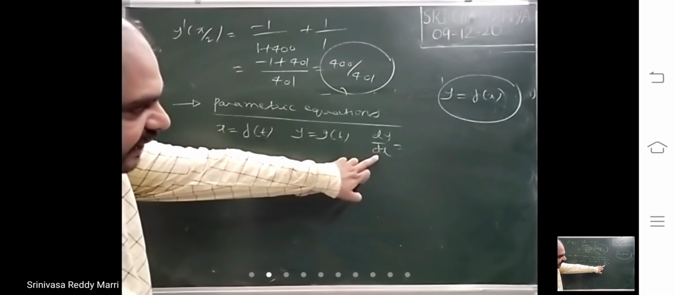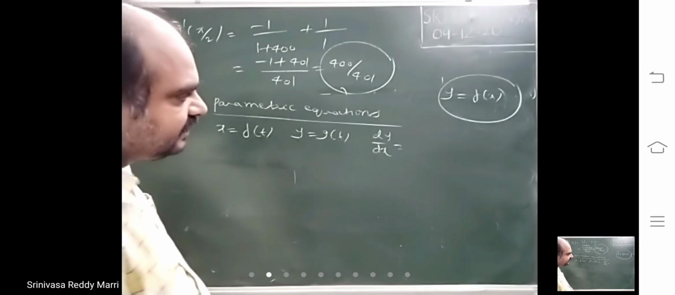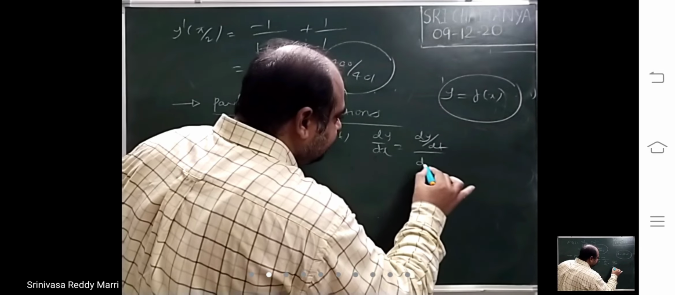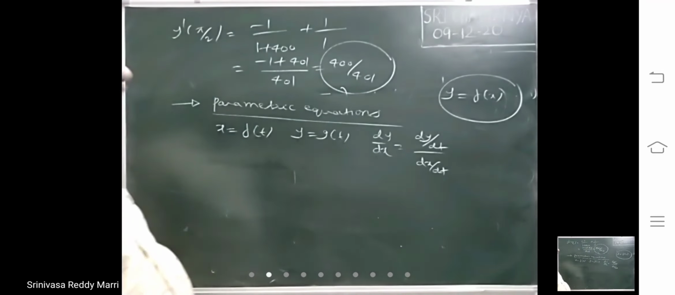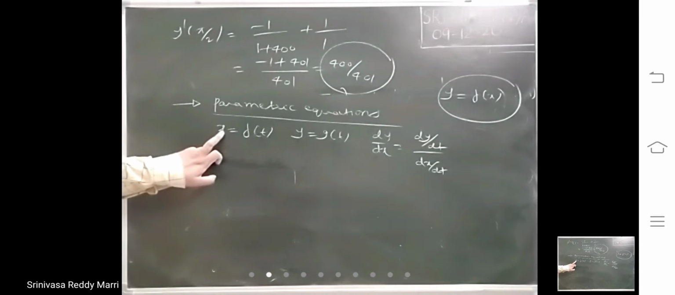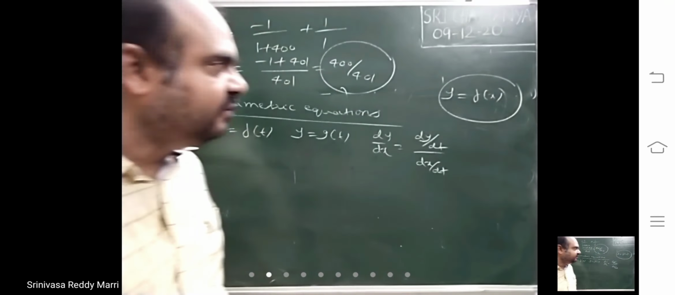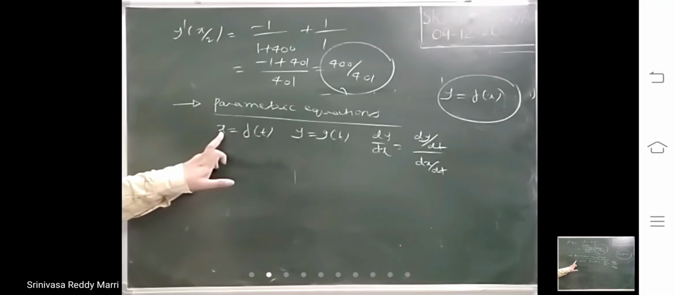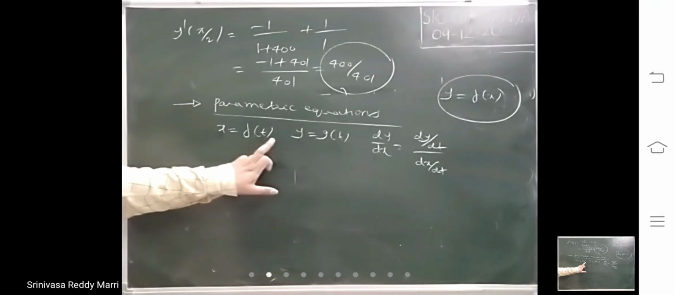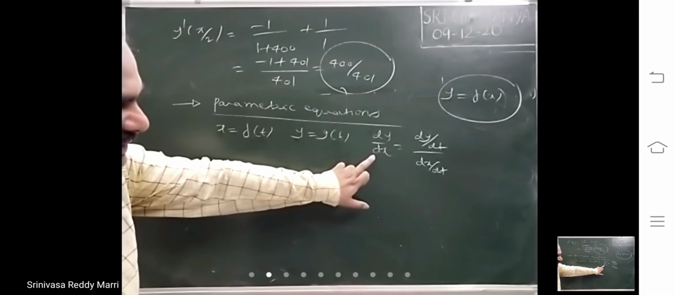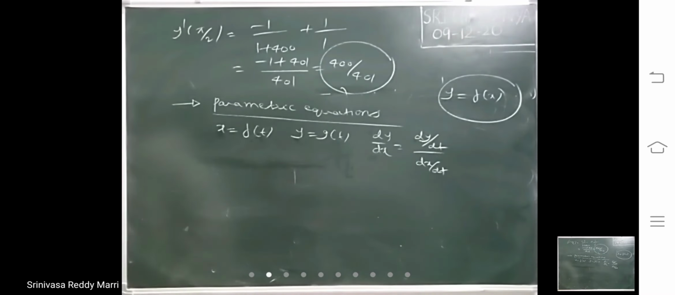Derivative of y with respect to x. How to calculate is dy by dt divided by dx by dt. That means x as a function of time is there. We will calculate dx by dt, the derivative with respect to t, because for y equal to f of x we take the derivative with respect to x. X is a function of t, so dx by dt you can calculate here, and dy by dt here. dy by dx is nothing but dy by dt divided by dx by dt.